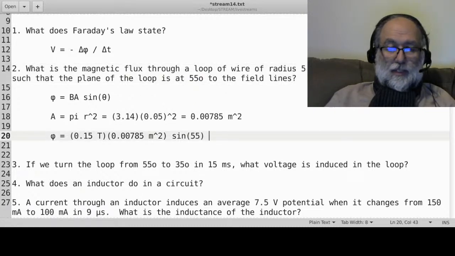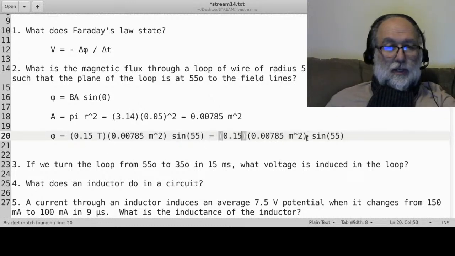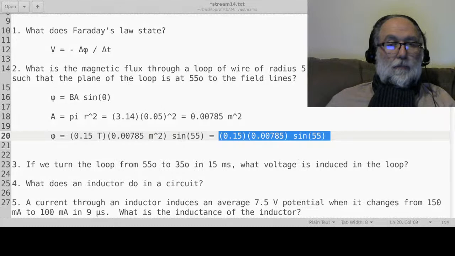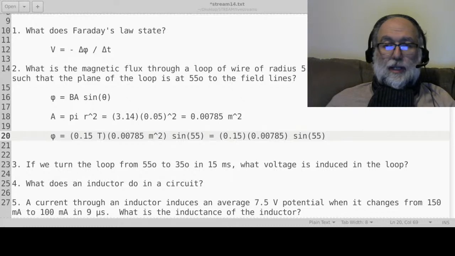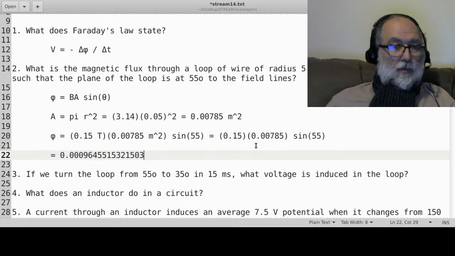All right, and what's that going to equal? I'll tell you in a second. Actually, let me rewrite it without the units in there so I can cut and paste this into my calculator. It doesn't like the sine. Okay, there we go. Copy. And so that's going to equal this number right here.